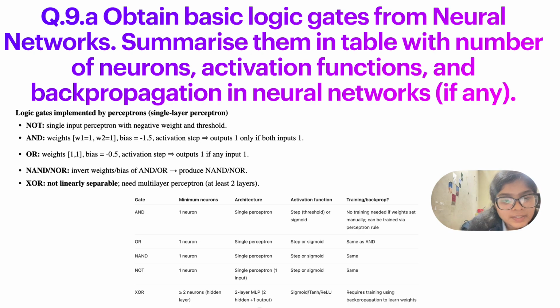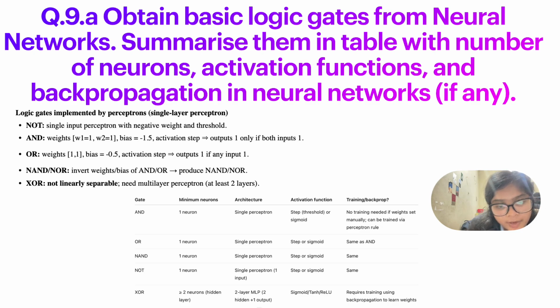XOR is not linearly separable. It needs multi-layer perceptrons, at least 2 layers. So here in the table you can see in AND the minimum neurons needed is 1, and the architecture is a similar perceptron, and the activation is step, threshold or sigmoid function, and no training if the weight set is manual, or it can be trained via the perceptron rule.